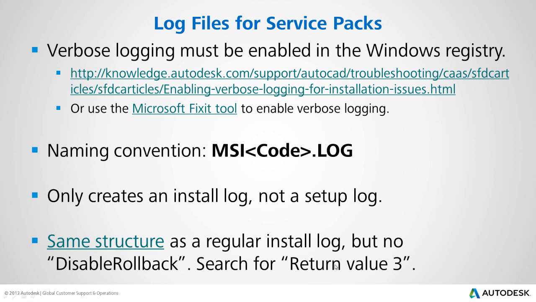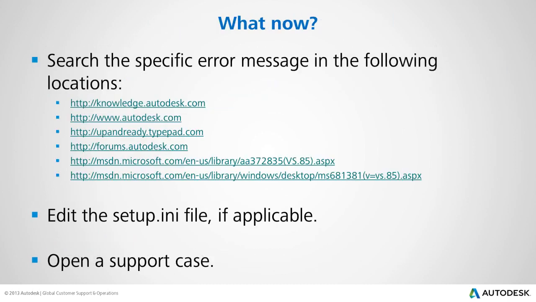If you're unfortunate enough that you don't get a result on return value 3, it's kind of a slog through it and see what you can find. But almost always you'll get something with WI logs or return value 3 on the log files for your service packs there. So now that you've gone through your logs and you've finally pinpointed the error message, what now?